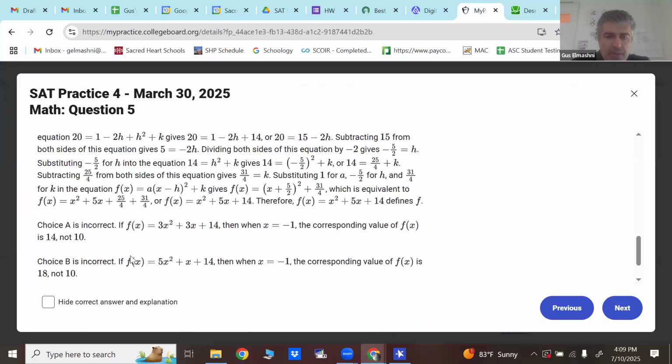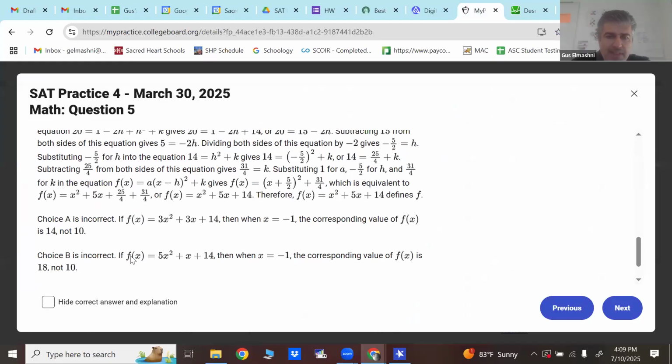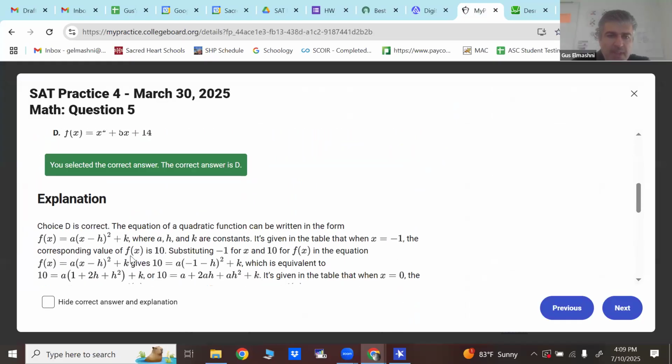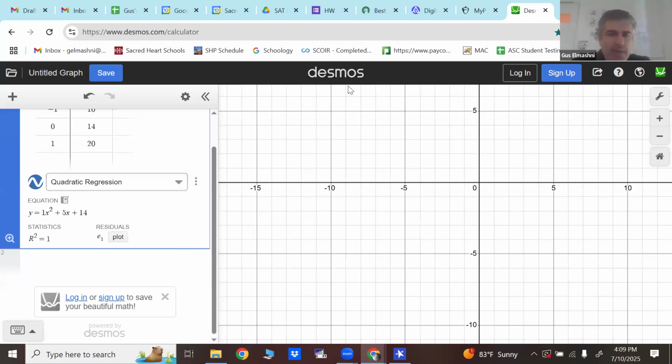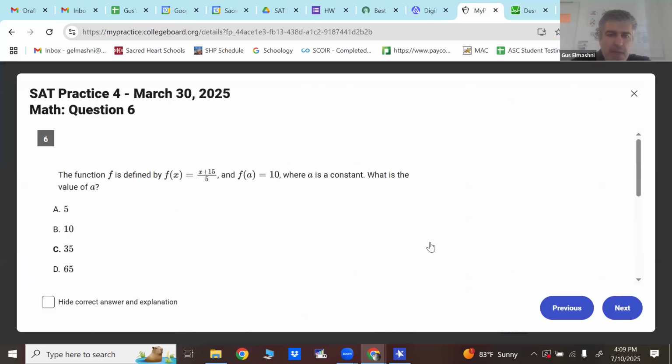And notice, look at this solution. It's crazy. This is nuts. Why would you do this? This is absolutely insane. So this is why you have me, to help you be more efficient. So yeah, Desmos to the rescue again, right?